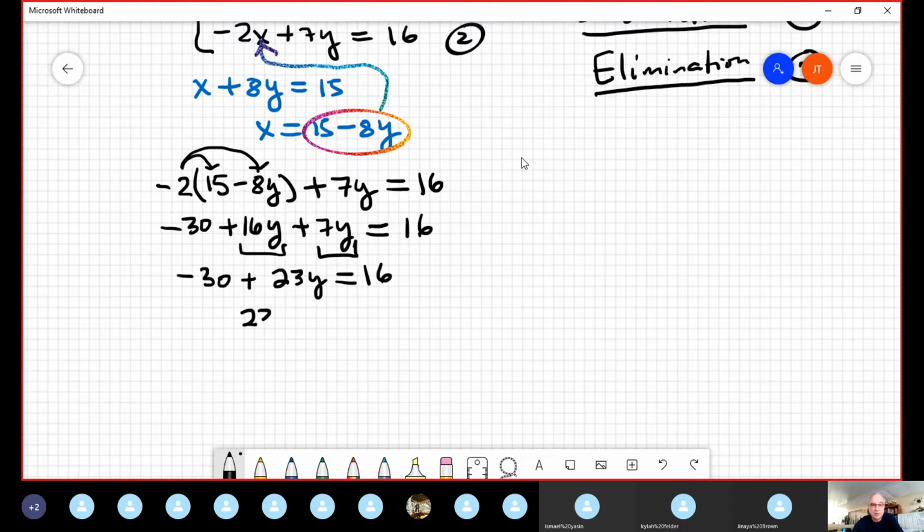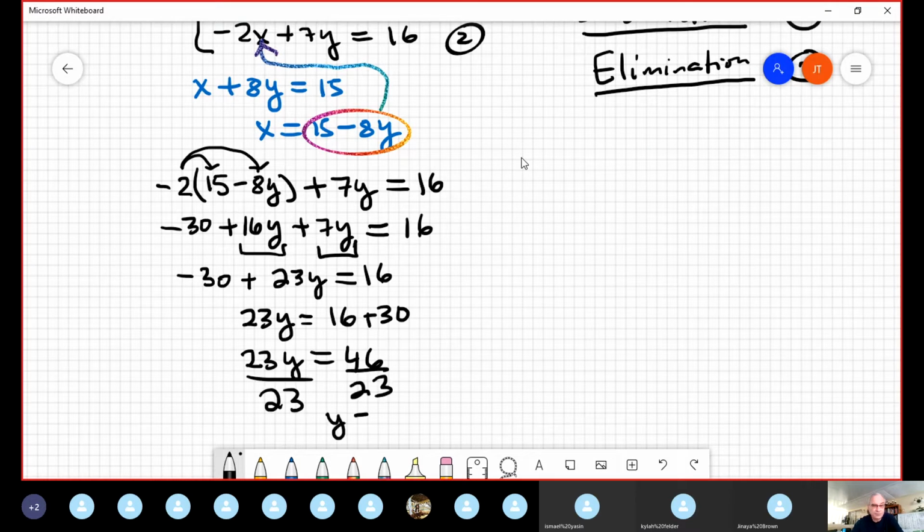Okay, now we almost finish. So 16 plus 30 is 46. And finally, divide by 23 both sides, y equals 2.